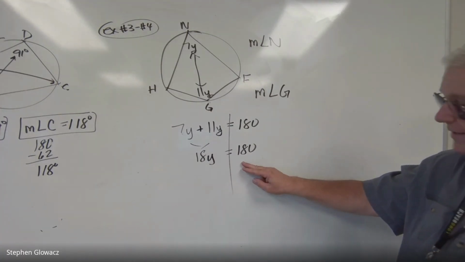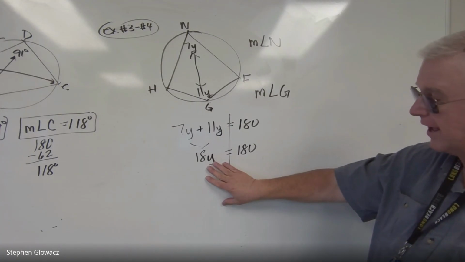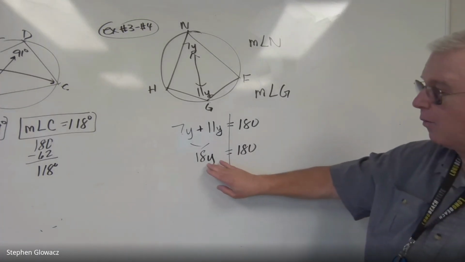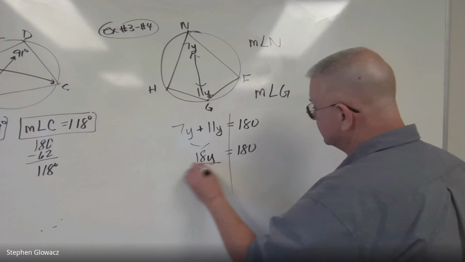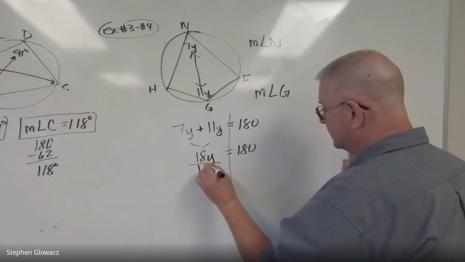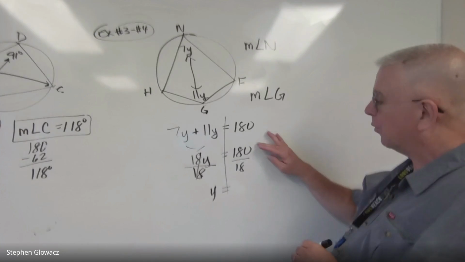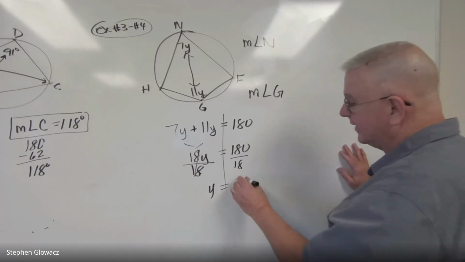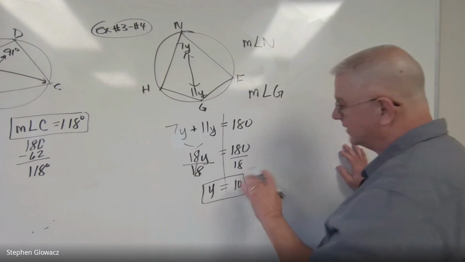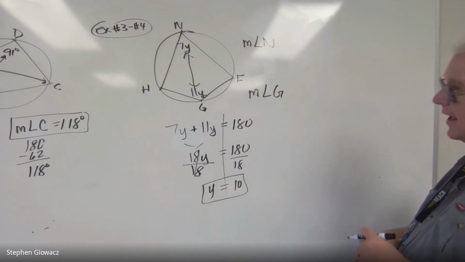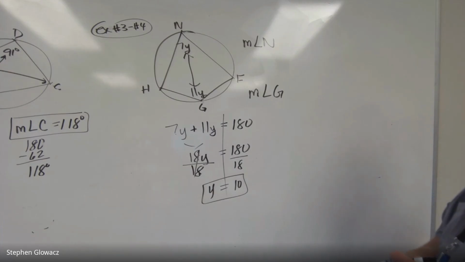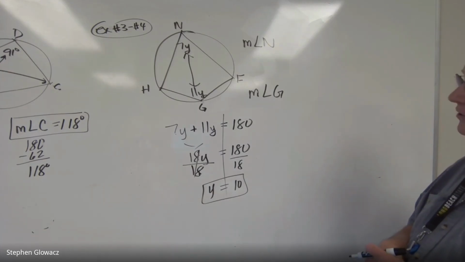And then the last step, we're focused over here on the left because that's where y is. Y is being multiplied by 18, so we divide 18 to both sides. The 18s cancel. And then 180 divided by 18 is 10. So y is 10. So that's the first part of our answer. Now, our ultimate answer is to find the measure of the angle that you're being asked to find.